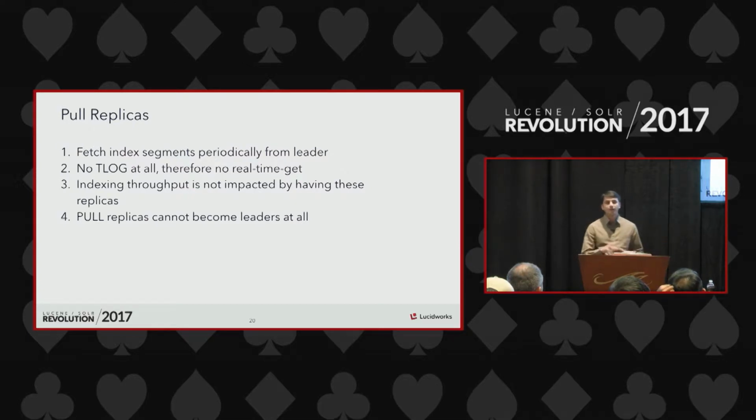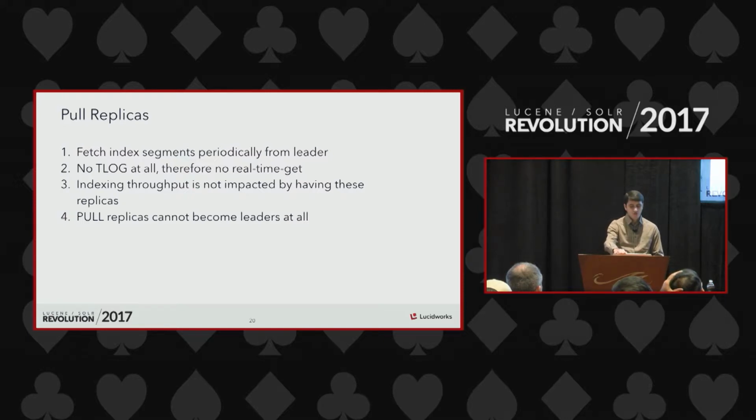The downside for pull replica is they can never become leaders. The T-log replicas can become leaders, but the pull replicas, since they do not have a transaction log, we do not have a way of guaranteeing the consistency of the data, so they can never become leaders. Which means that in any cluster where you want to use the pull replicas, you need to have at least a few T-log replicas or NRT replicas, and only then you should use pull replicas. Otherwise, you do not get the benefit of the master failover, the leader failover, which happens automatically in Solr Cloud.